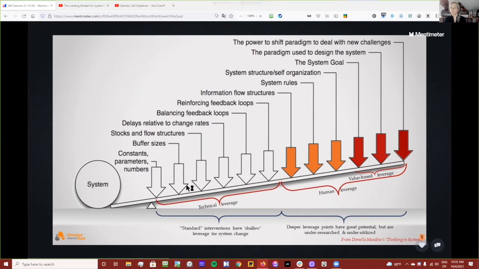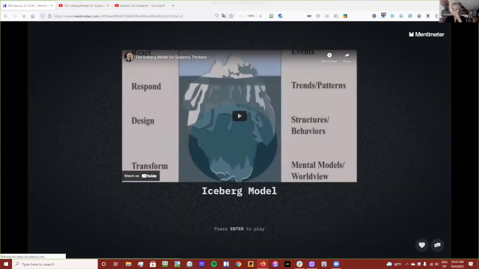And sometimes we do have to pay attention to all these other levels, but if we're not actually paying attention to these value-based leverage points, these are going to have short-term, small effects and not the big effects that we want them to have. So that's one model, that's one whipping through.